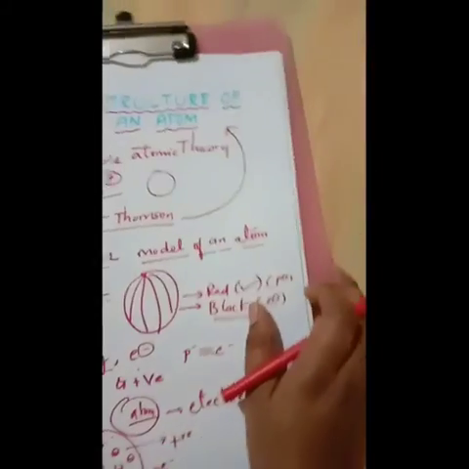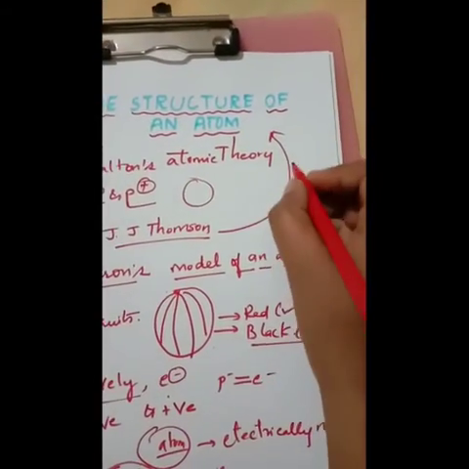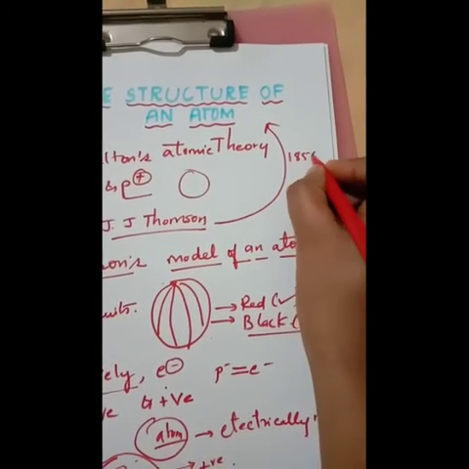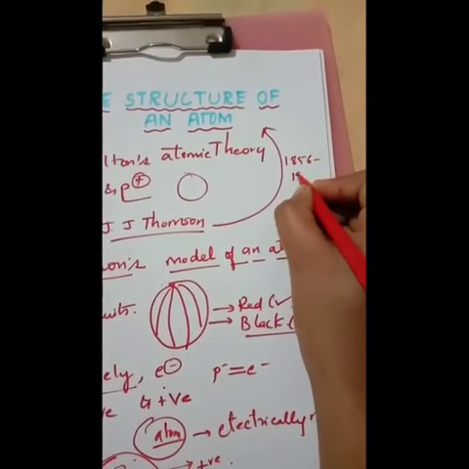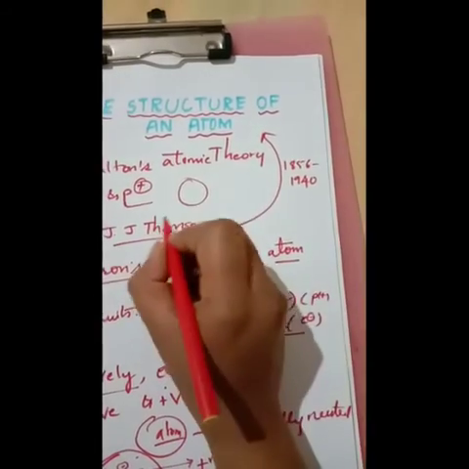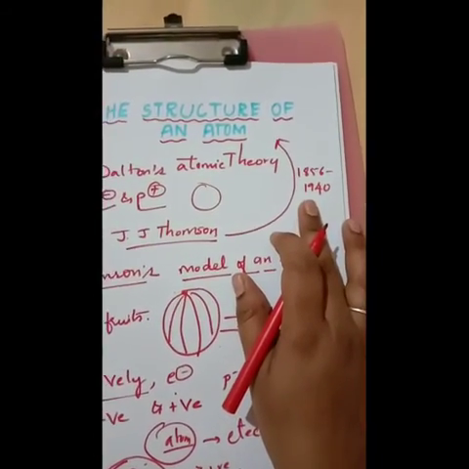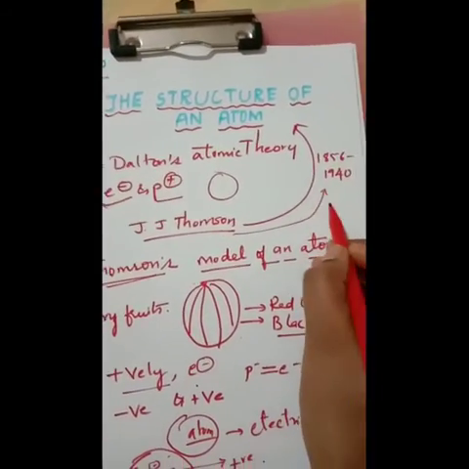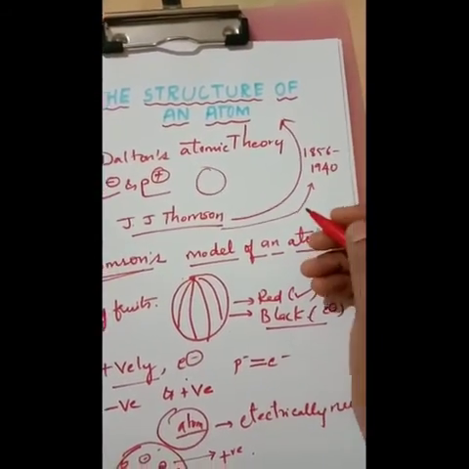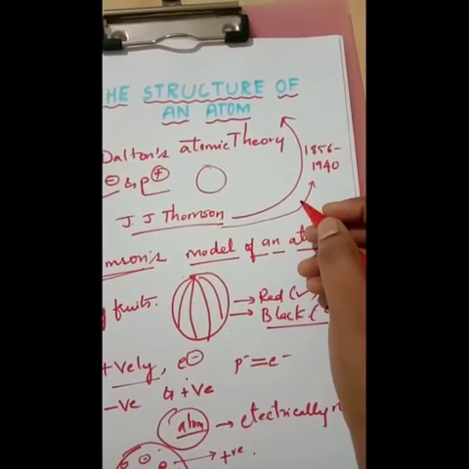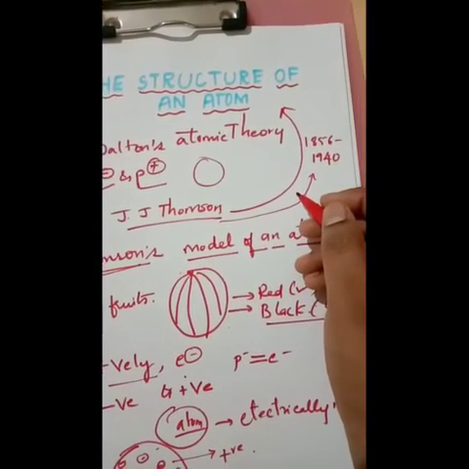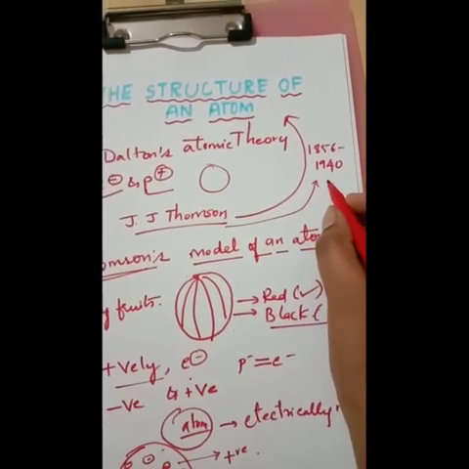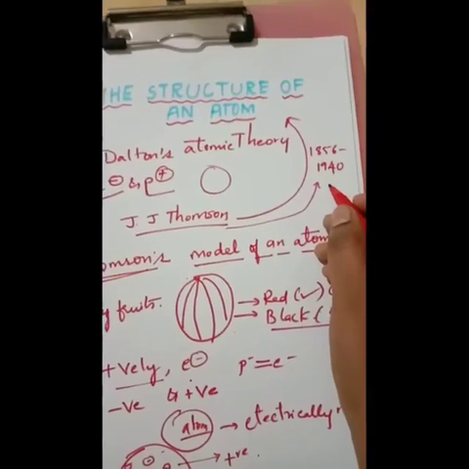So we shall have a brief study about Thomson. He was born in the year 1856 and died in the year 1940. He was a British physicist. J.J. Thomson was a British physicist, born in Cheetham Hill, a suburb of Manchester, on 18 December 1856.